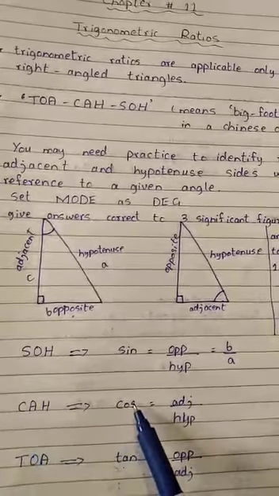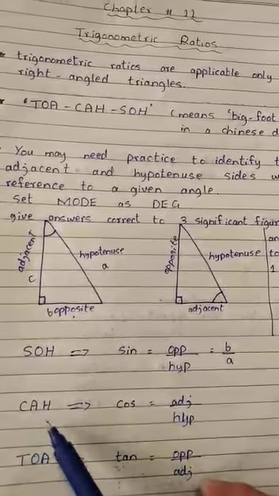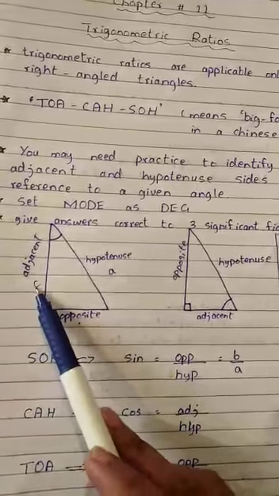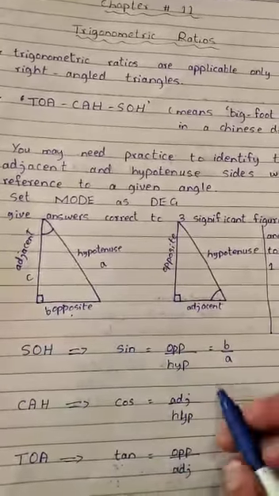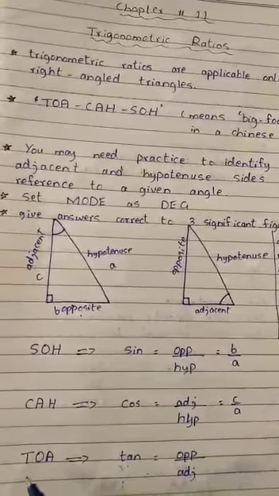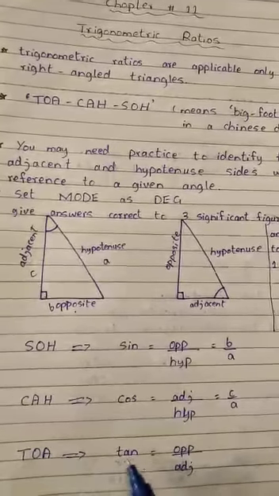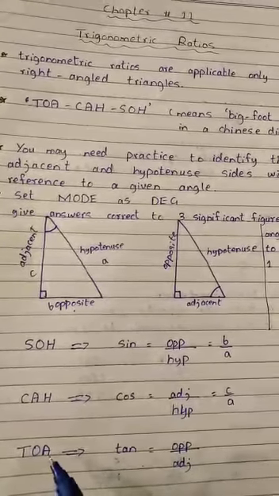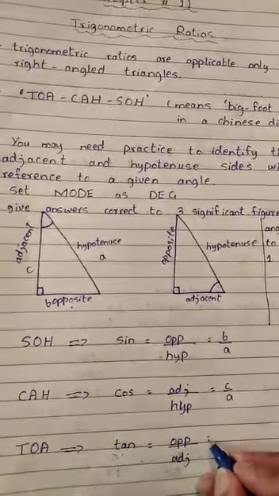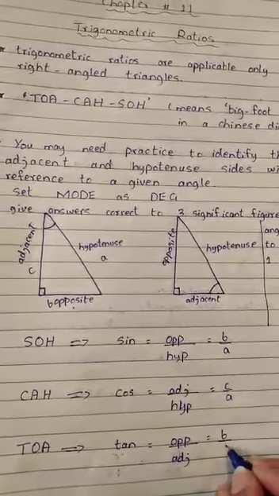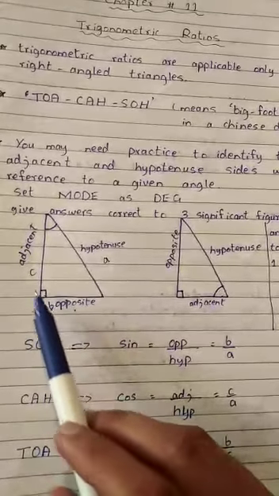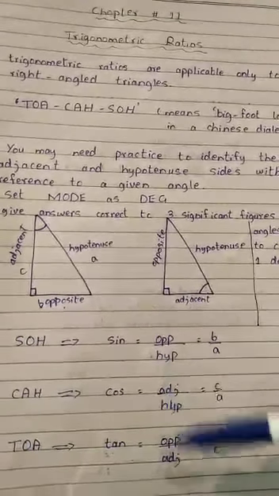Now C stands for cos, A stands for adjacent and H stands for hypotenuse. So which is the adjacent side? C, and hypotenuse is A. So this is C over A. Now, the last one, TOA. T stands for tan, O stands for opposite, and A stands for adjacent. So which is the opposite side? It's B, and adjacent is C. So it would be B over C. So in this way you will solve these questions.